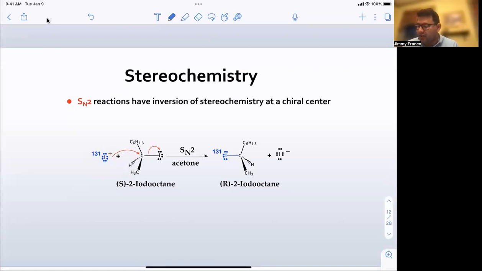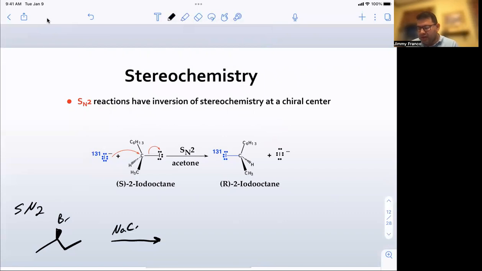All right, let's try one. So really think about the stereochemistry. So this reaction is going to be SN2, and we're going to talk about how you can predict that. Here's my bromine. That's my leaving group. And then we're going to do sodium cyanide. And usually I'll just write it as sodium cyanide.